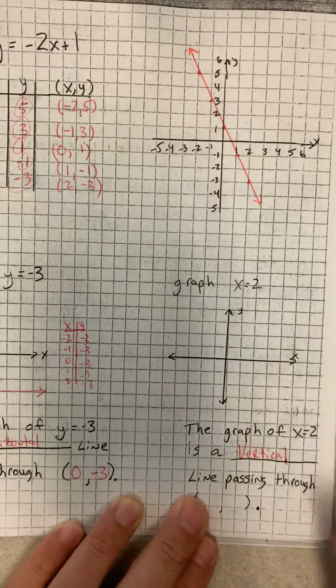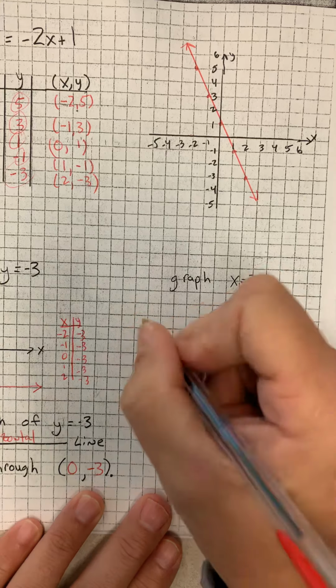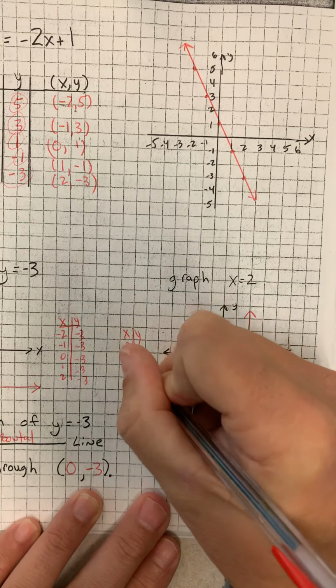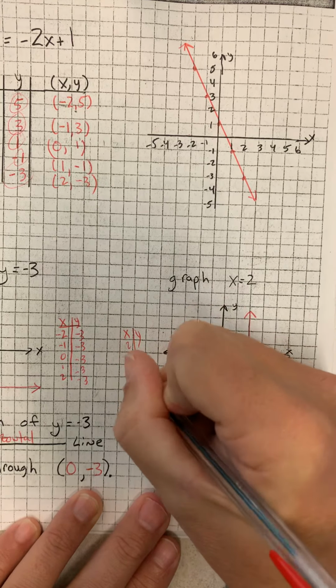To the right 2, up 0. It passes through that point, and it is a vertical line passing through that point. And again, if you made a little XY table, if x is always 2, sure, my y is going to change, but your x is always going to be 2.